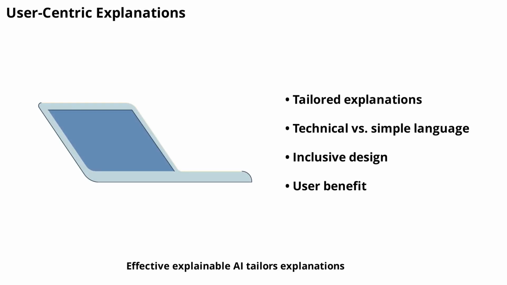Effective explainable AI tailors explanations to the needs of different users. Developers might need technical details, while end users prefer simple, clear language. Customizing explanations ensures that everyone can understand and benefit from AI systems, regardless of their background or expertise.